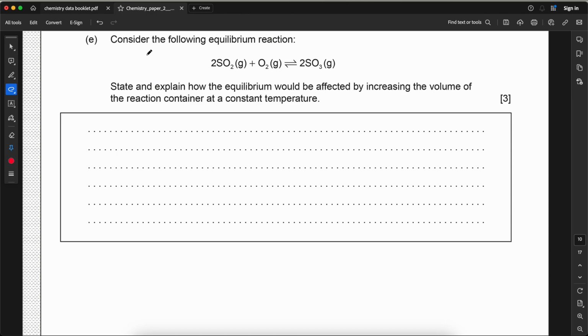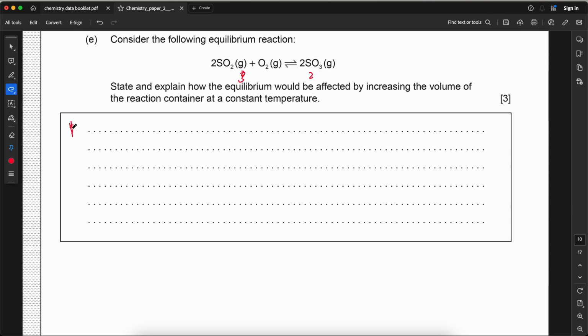Consider the following equilibrium reaction: 2SO2 plus O2 produce 2SO3. So here there are three molecules of gas, 2 and then 1, and this one is 2. So it reduces the number of moles of gas. State and explain how the equilibrium would be affected by increasing the volume.